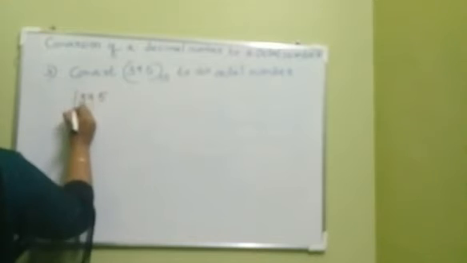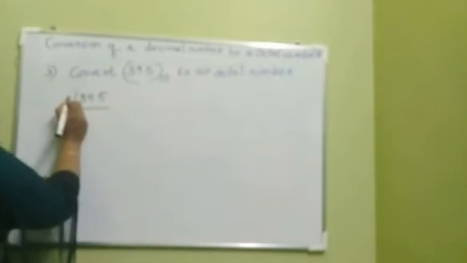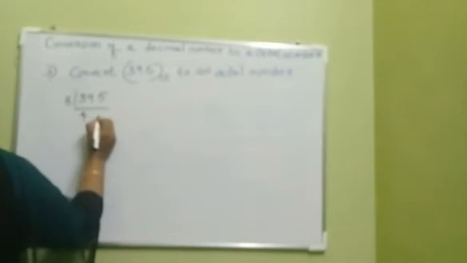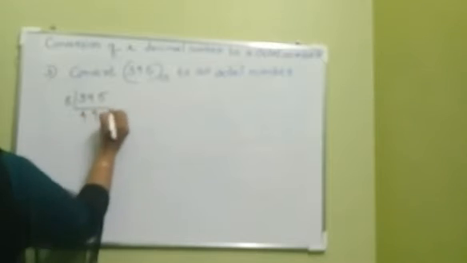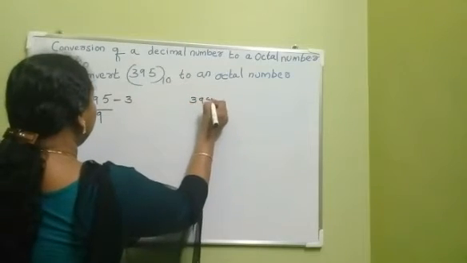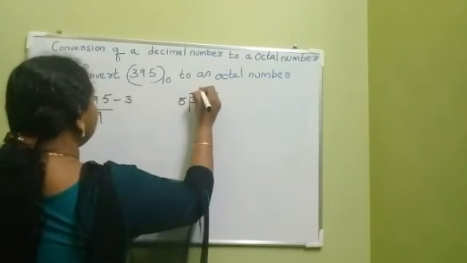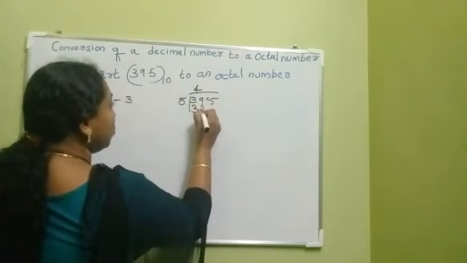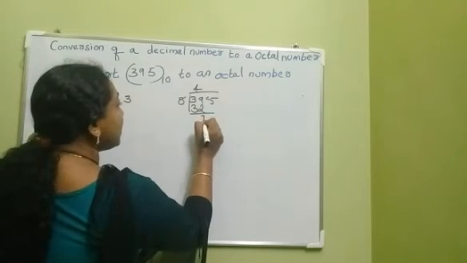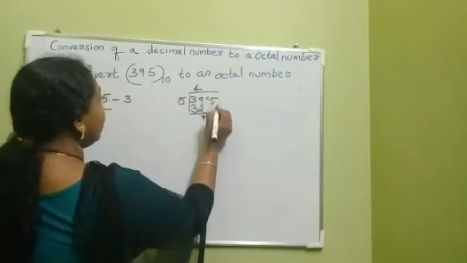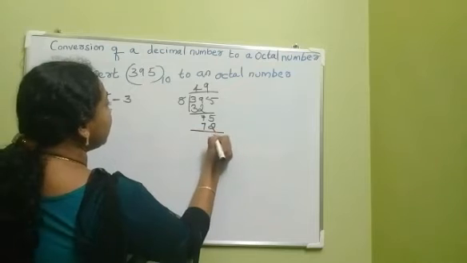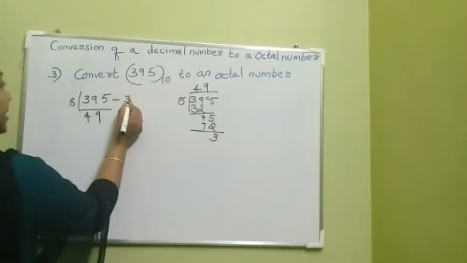395 divided by 8. 8 forties are 320, then 75. 9 eights are 72. Its remainder is 3. So the quotient is 49 and the remainder is 3.